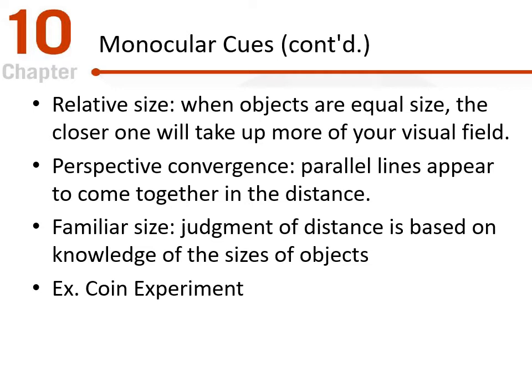It seems as if the lines will come together in the distance, which is really cool, but honestly it's just how you perceive things, how we all perceive things. Next is familiar size, which is judgment of distance based on knowledge of the sizes of objects. Now you're probably wondering, that doesn't really help me, I don't really know what it means. So hopefully this example by William Epstein will explain.